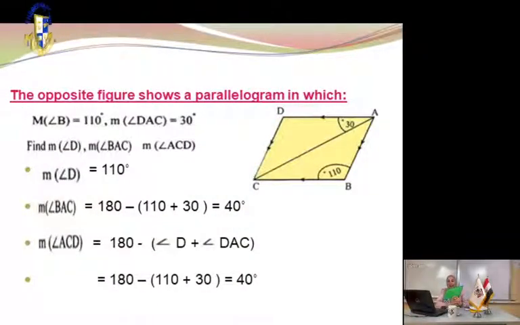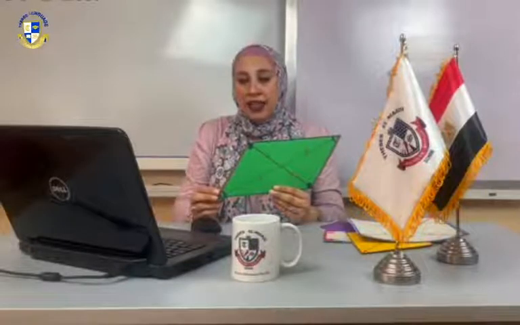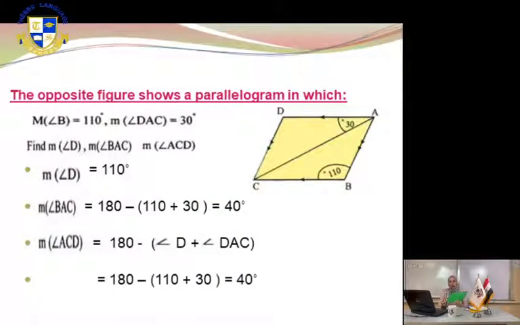Okay, after that, measure of angle BAC. Measure of angle BAC, it's here. It's a part. Part of what? Of an angle. So I know the consecutive angles equal 180 degrees. I'll start with 180 degrees minus what I have. So it will be 180 degrees minus angle D plus measure of angle DAC, equals 180 degrees minus 110 plus 30, equals 40 degrees.